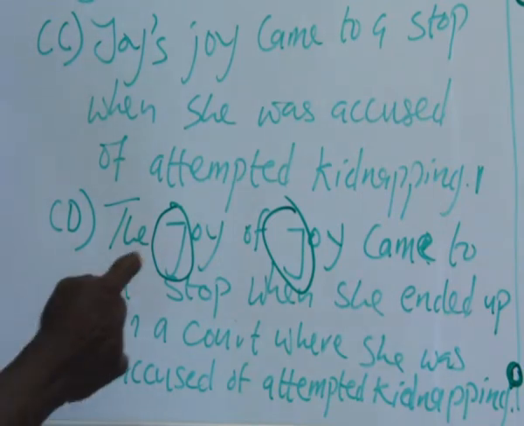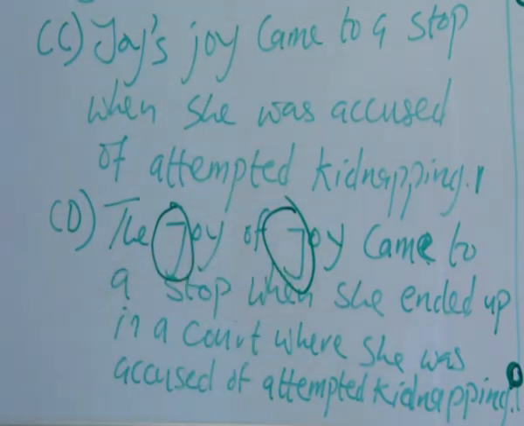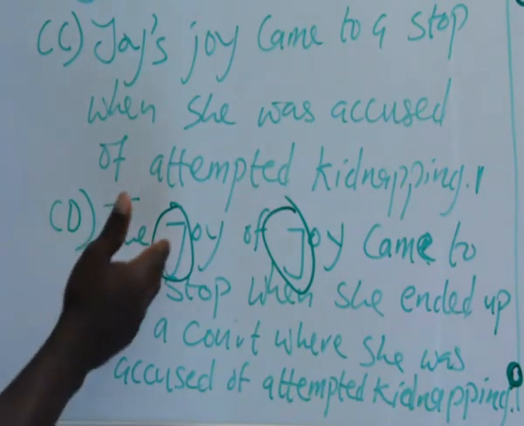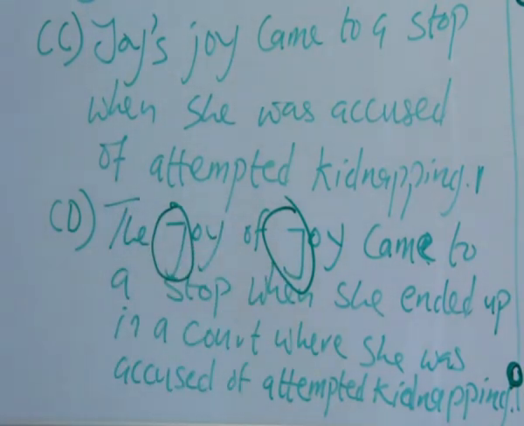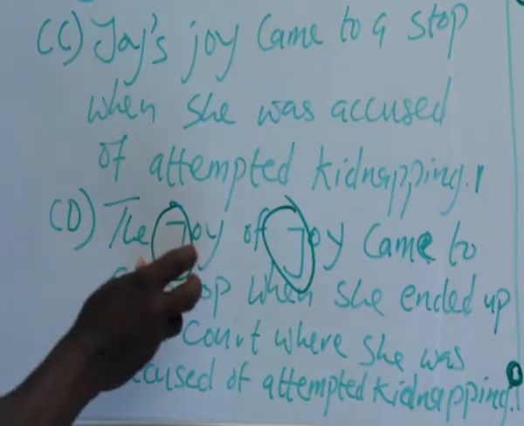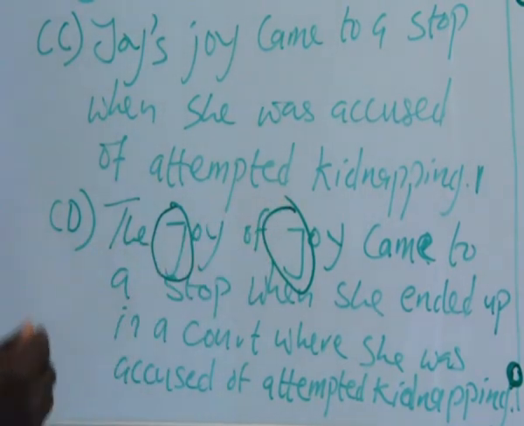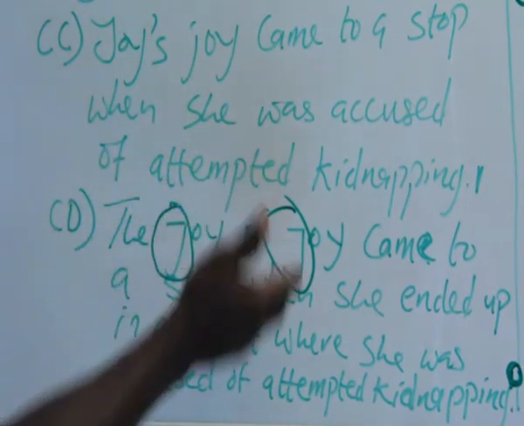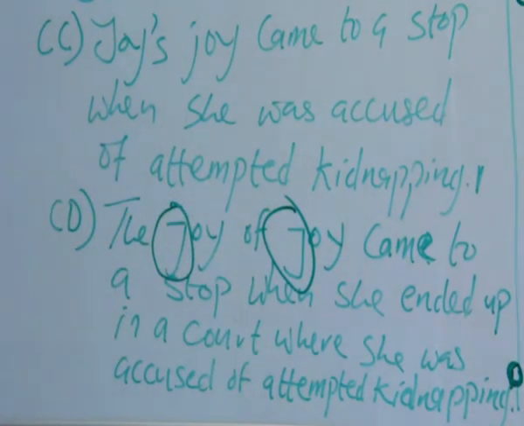Is she saying "the joy of Joy" with two proper nouns? Or is she saying "the joy of joy" with an abstract noun? So the meaning has been lost by not properly identifying her proper noun Joy and the abstract noun joy. So that is the problem this candidate has, and the candidate is given zero.